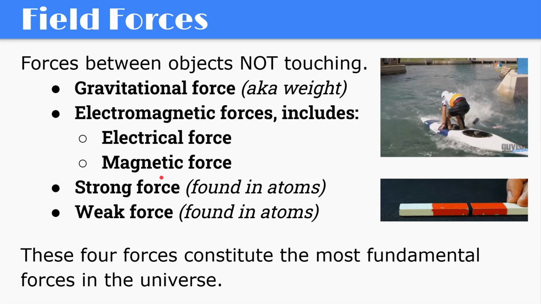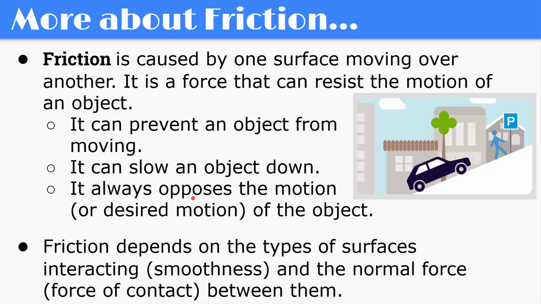All right. So I told you I have a little bit more about friction, and I'm also going to have a little bit more on FG in a minute. Friction, again, is caused by one surface moving over another. It's a force that can resist the motion of an object. It can prevent an object from moving. If you park on a hill, hopefully there's enough friction to keep your car from moving. Okay, if it's icy, probably not a good idea to park on a hill.